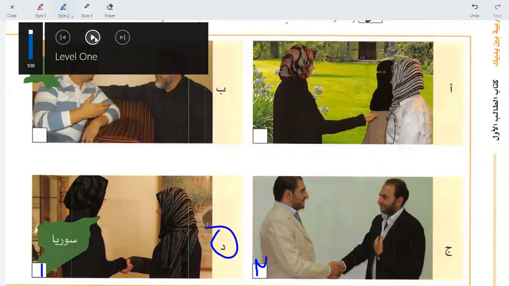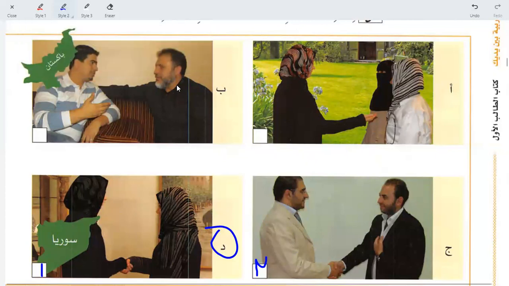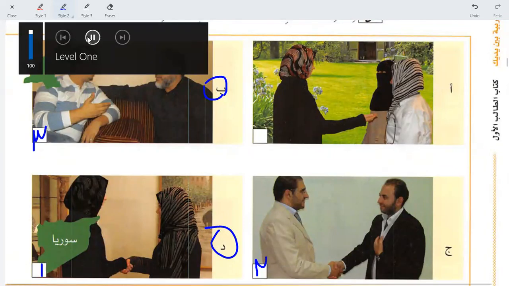Which option? Two. Okay. Which option? What should we write here? This is the third sentence. So we write here three. Okay. Next one, four.